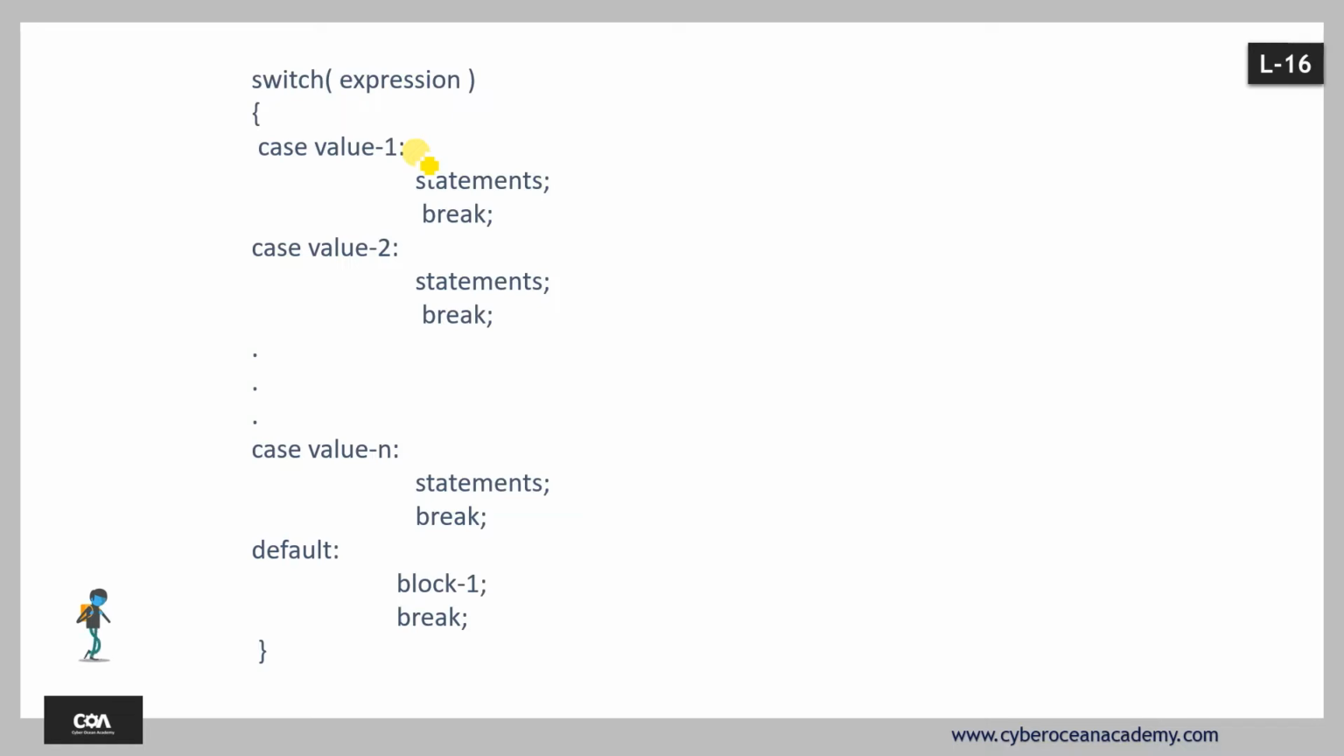So suppose you write case 1. That means it checks if the value after the case label exactly matches that expression, that number inside the switch block. If that value matches that label, the statements inside that label will execute. So here this statement will execute, guys. Suppose you write a lot of statements there, I am just writing statements. Suppose you write printf, scanf, or any kind of statement here, that will execute. And after that, a break statement.